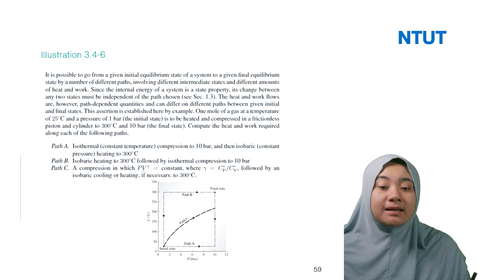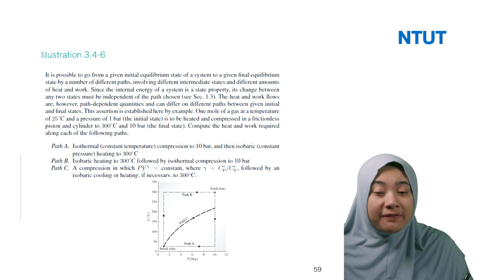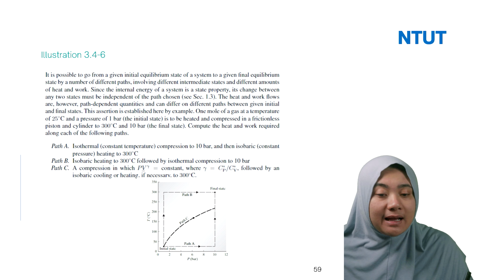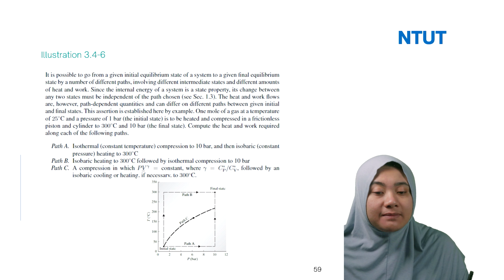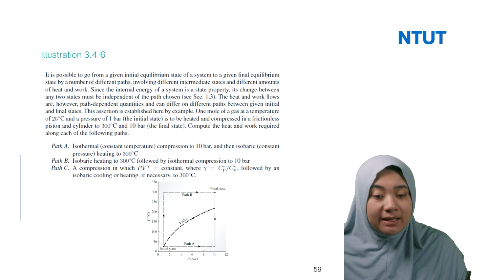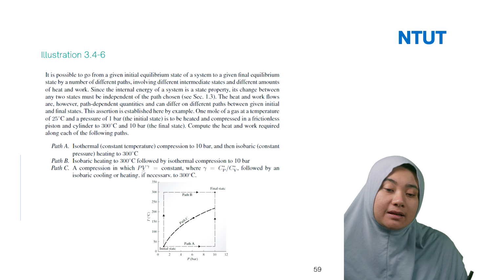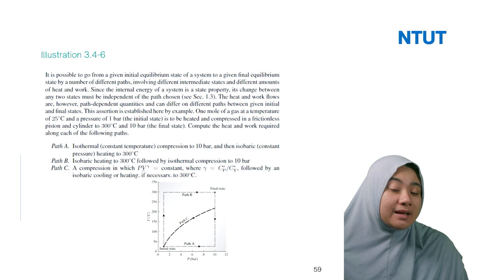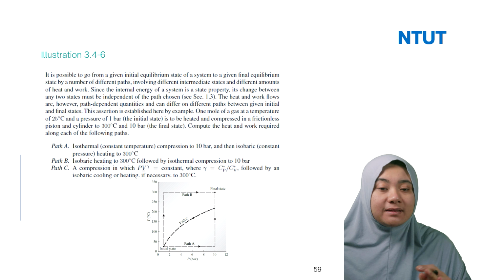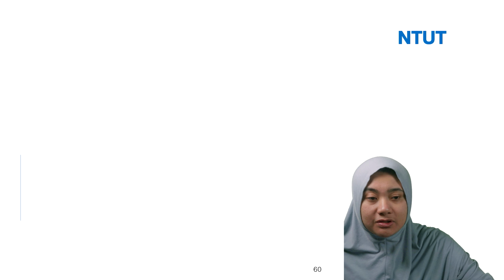And path C was PV^γ constant, where gamma is Cp* divided by Cv*, followed by isobaric cooling or heating. So here is adiabatic PV compression and then isobaric cooling or heating until 300. So in this case, you have the initial and final states the same, but the paths are different. So how are we going to solve this problem?